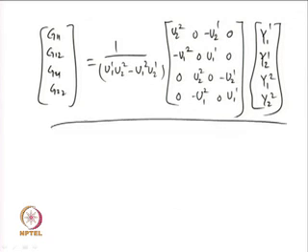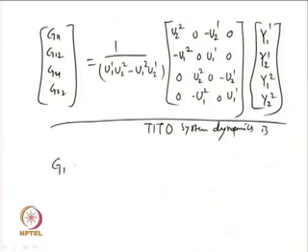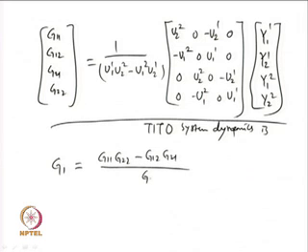Now, when the TITO dynamics is represented by two single input single output dynamic models, assuming that there is decoupling between the two loops, then we know that G1 can be given in the form of G11 G22 minus G12 G21 divided by G22.